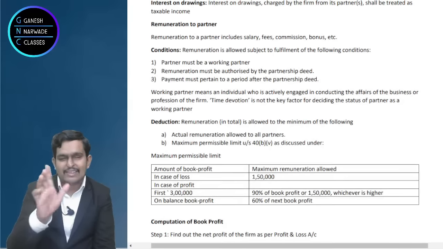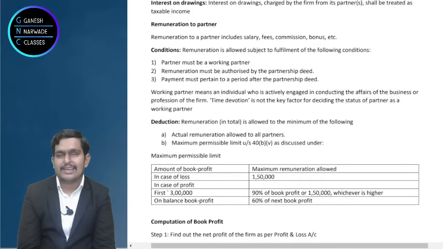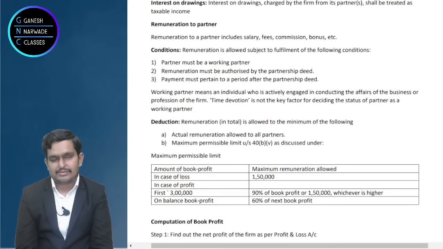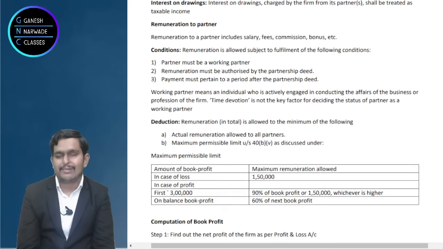Then maximum 1,50,000 is allowed as deduction. Clear? Yes, sir. Come to the second story. Suppose you got 1 crore loss. Same thing explaining again. What is the salary allowed? 1,50,000. You got just 10 lakhs loss. Again 1,50,000 only. Suppose you got 1 lakh loss.